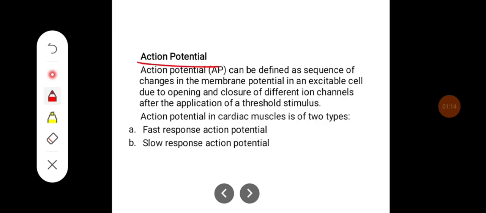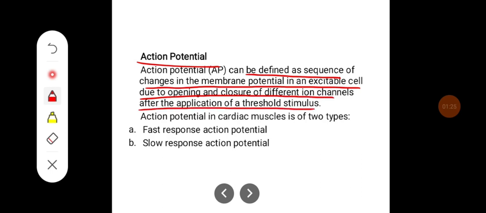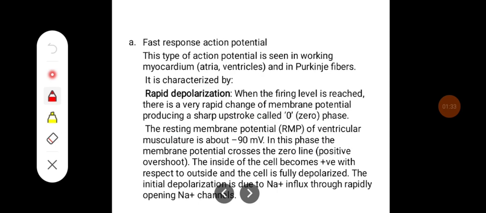Action potential can be defined as a sequence of changes in the membrane potential in an excitable cell due to opening and closure of different ions after the application of threshold stimulus. And action potential in cardiac muscle is of two types: fast response action potential and slow response action potential.